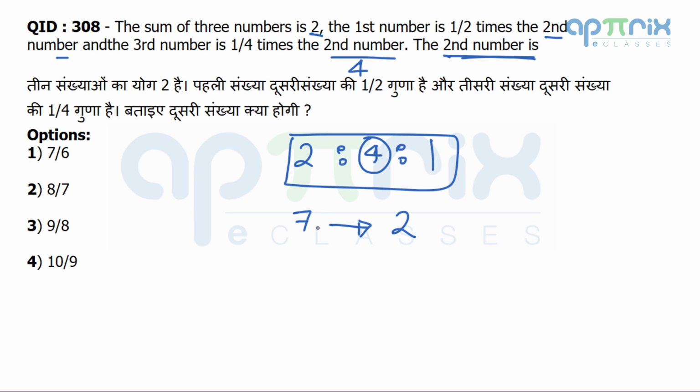So I am summing it. I am saying 7 parts is 2. So what will be 4 parts? It will be 8 by 7. Mark 8 by 7 directly and move further.